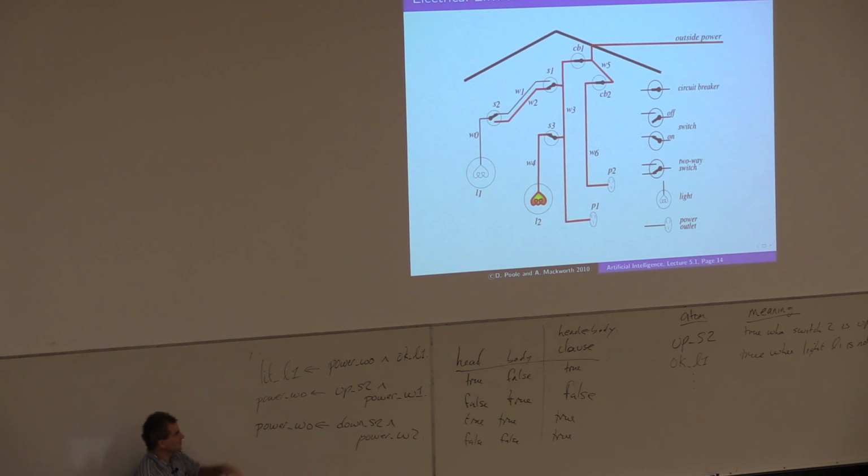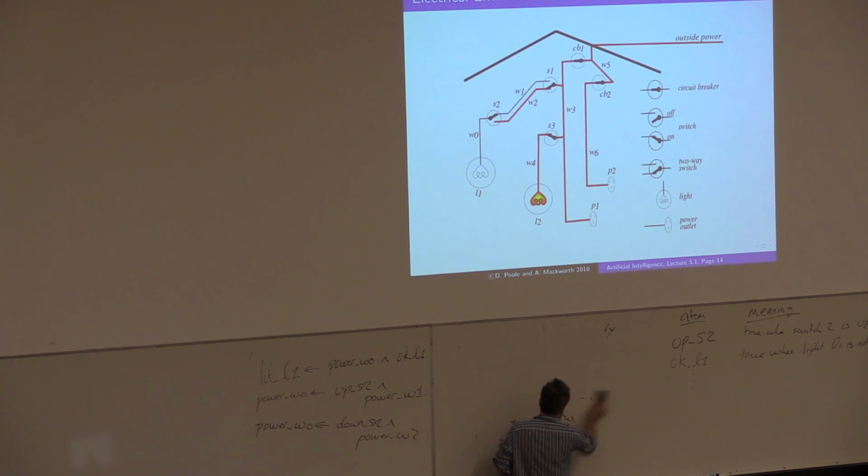Okay, so we're going to write down rules about how the world works. Effectively, we're going to try to tell the system things that are true about how the world works. We're going to try and model how the world works in this sort of simple domain. Then we can ask questions of this knowledge base. We're going to ask, is L1 lit?